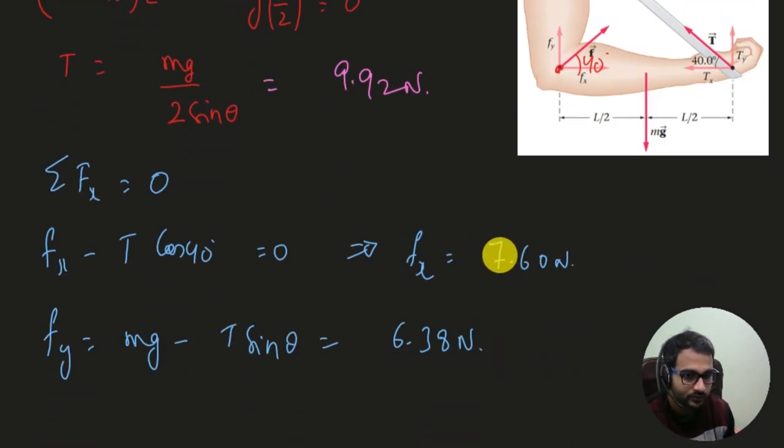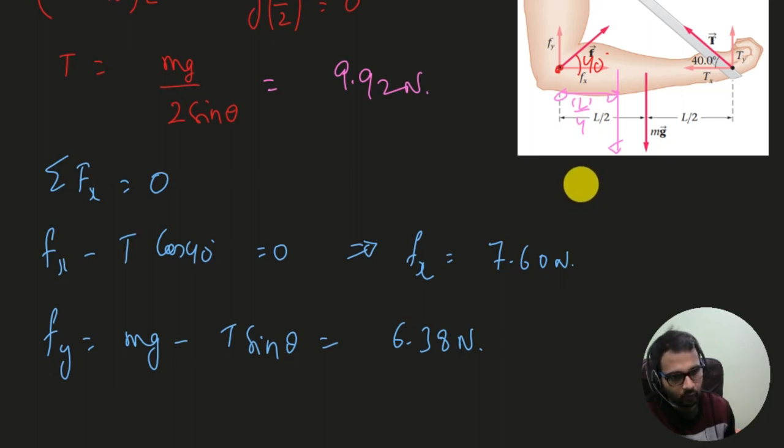And why is this? The reason is that this is basically due to the symmetry of the figure. Here mg acts at the center of the forearm. That is why this force F also makes 40 degree with the horizontal. Now, one question I'm giving to you is, if the forearm is not uniform and the center of gravity is at this point, at a distance of L by 4 from the elbow, then in such a scenario, you have to find what is Fy, Fx and T.